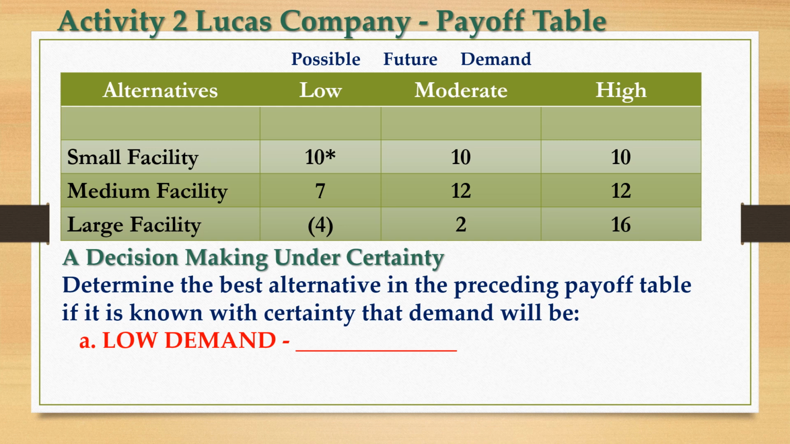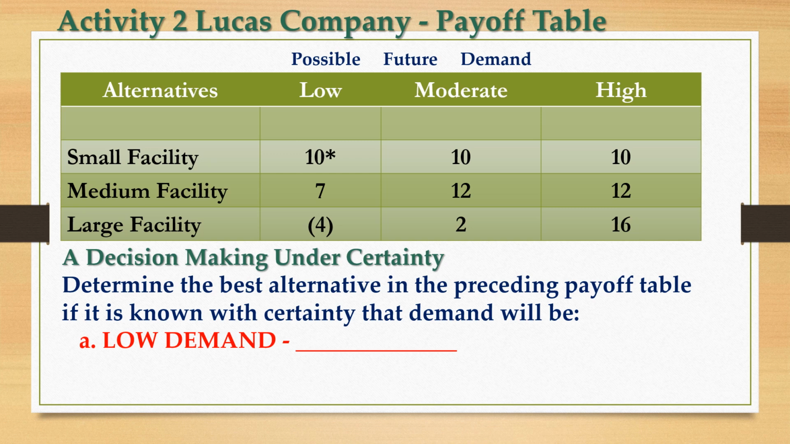So after looking at the amounts under the first column, which is low, again, we're looking at the low column because we are certain that demand will be low. So that means we are sure that demand will be low. So looking at the payoff table, you have to choose the alternative that will give us the highest amount or the highest payoff, and you choose the alternative that corresponds to that highest amount. Okay, I will give you a few seconds to decide on that.